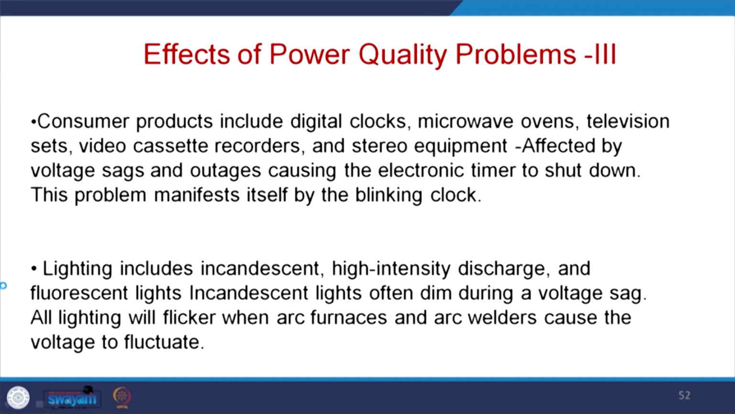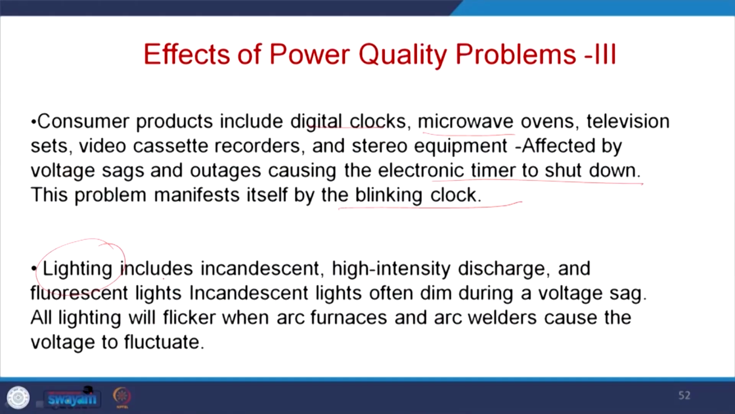Another category is consumer products, which include digital clocks, microwave ovens, television sets, video cassette recorders. Though it is going out, it may be a CD compact disc, or studio equipment, affected by the voltage sag and outages that cause the electronic timer to shut down. This problem is manifested by the blinking clock.